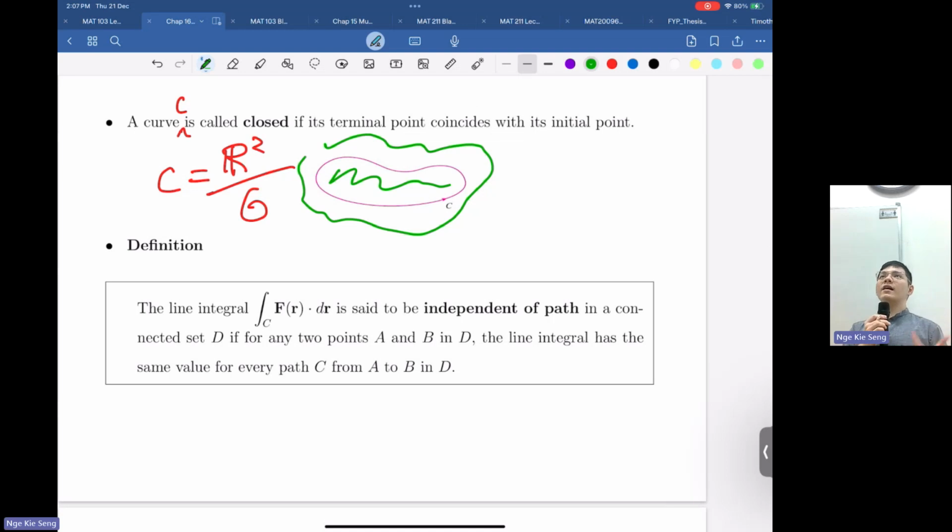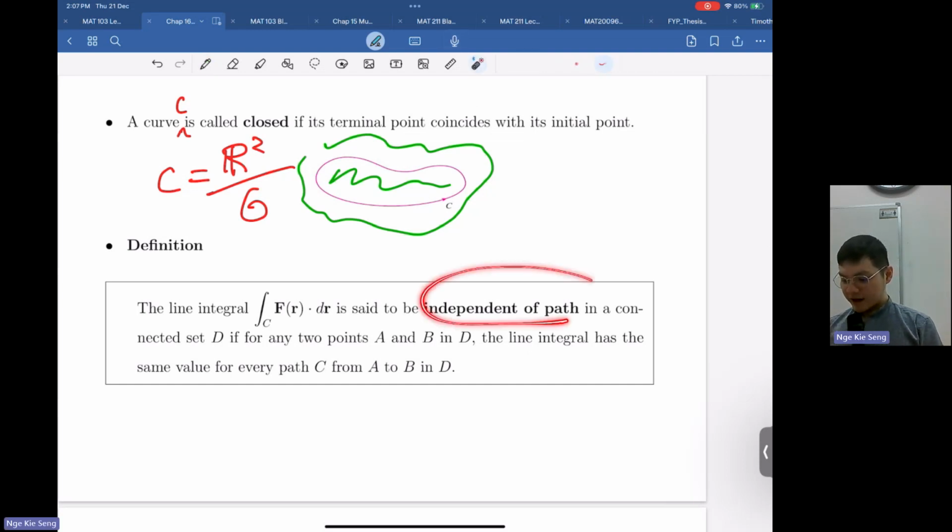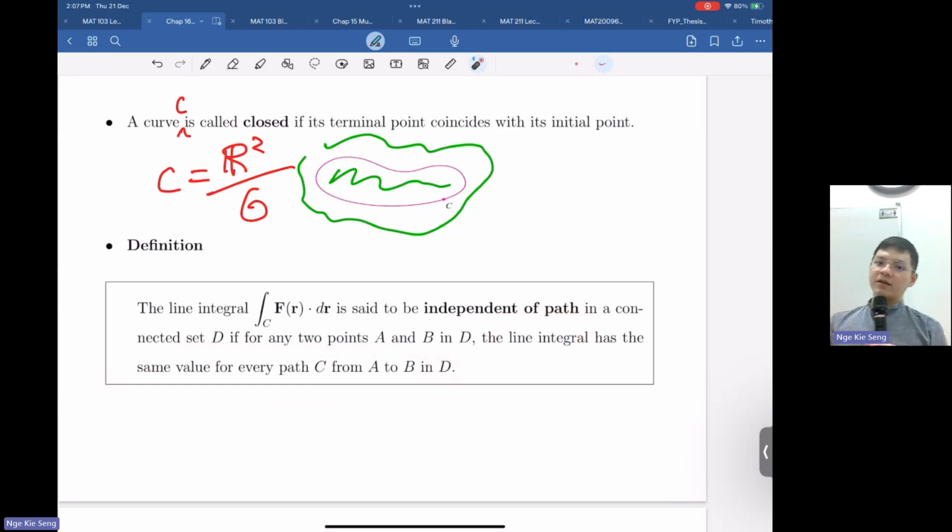Why do I need the connectedness concept? Because for any 2 points in my set, I want to form a path so that I can do line integral. So a line integral is independent of path if for any 2 points in my connected set, the line integral will always have the same value no matter what path we pick. It just depends on the endpoints, the starting point and the terminal point.